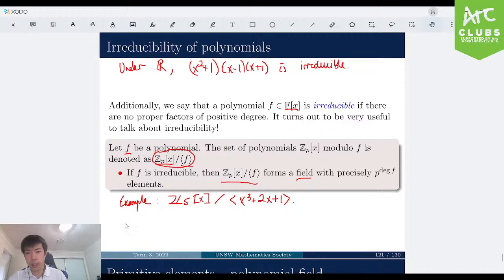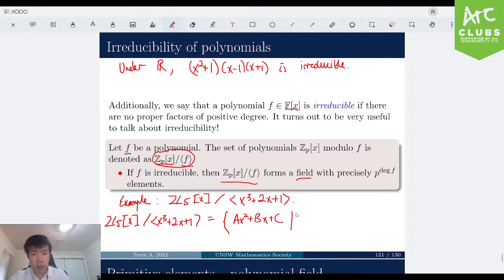This will result in the set, so I'll write it again here: ax squared plus bx plus c, under the condition that a, b, c are all in Z5.